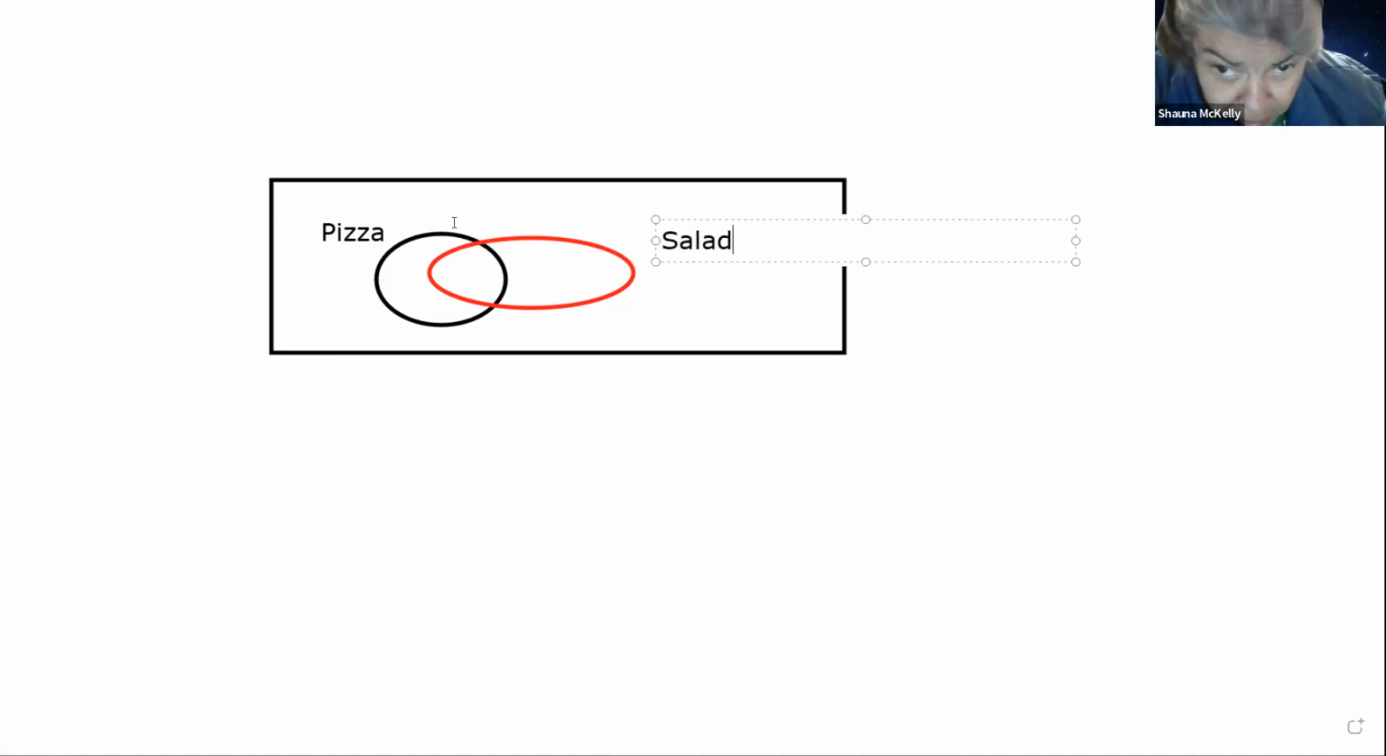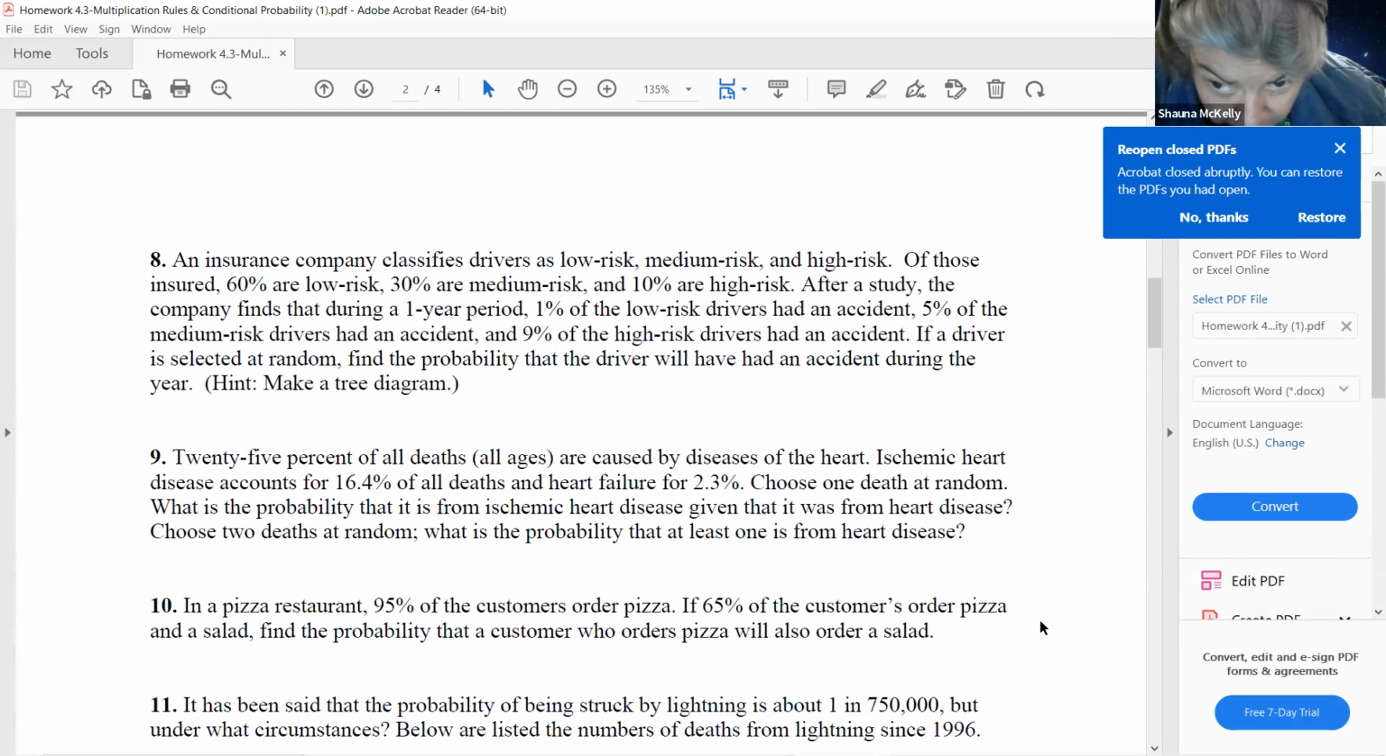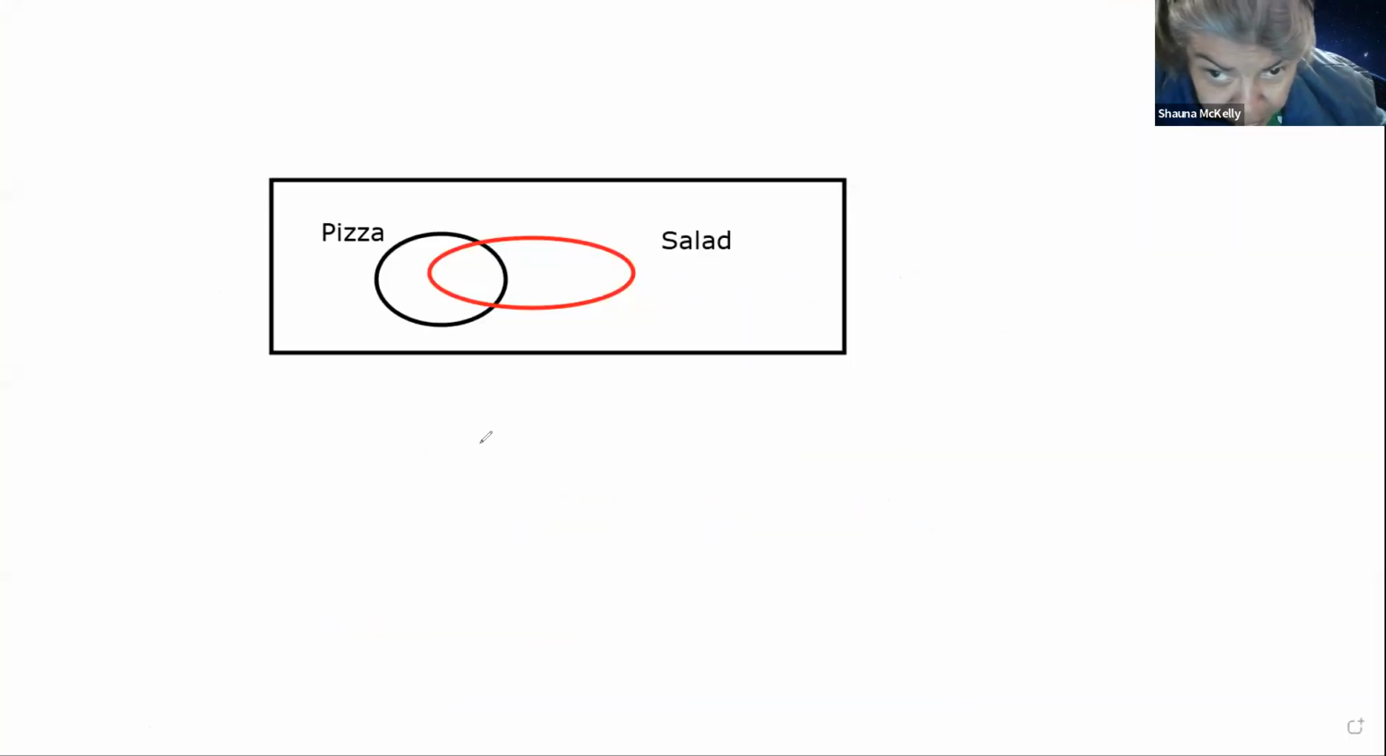Now, 65% of the people order pizza, but some people order both. The people who order both are in this portion, this overlapping crescent-like portion of the circle. So if we go back to the problem, it says 65% of the customers order pizza and a salad. What they're telling us is that 65% of people are in that middle portion, that overlapping portion. So this portion here is 65%.